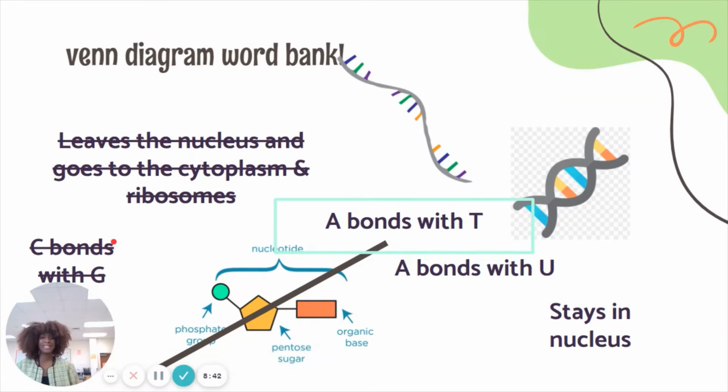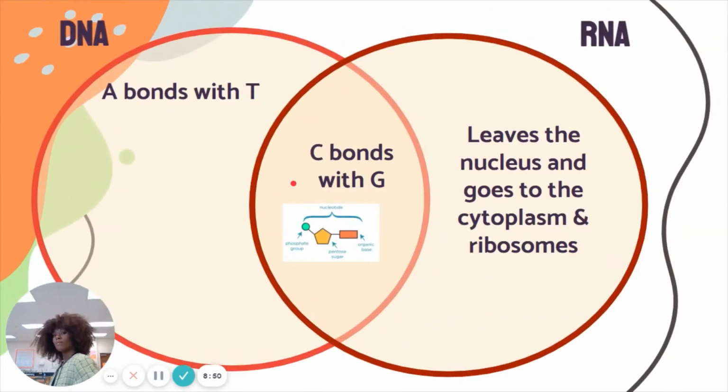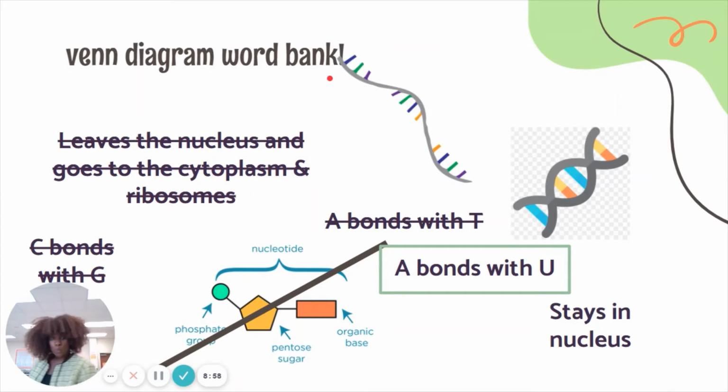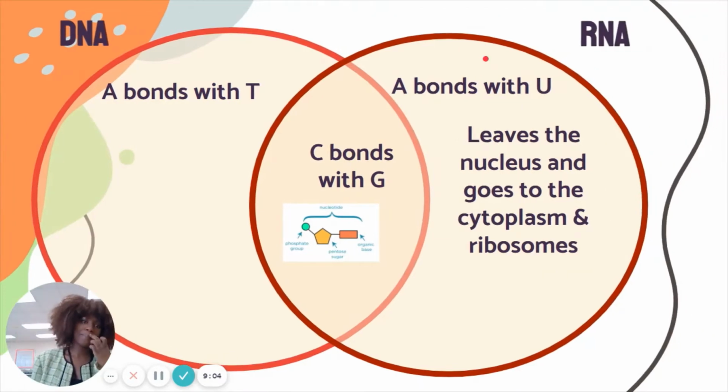Next, A bonds with T. Where would that go? Good, DNA. A bonds with T. Apples on trees. A bonds with U. Where would that go? Good job. Definitely for RNA. A bonds with U.